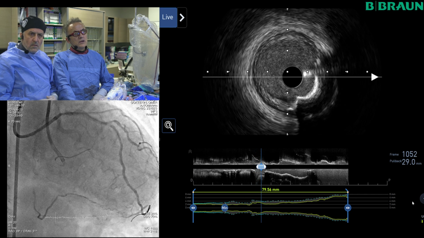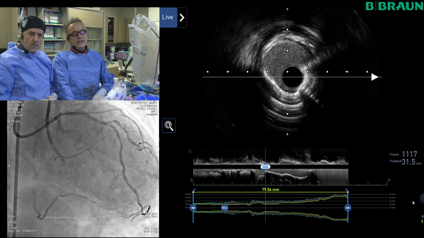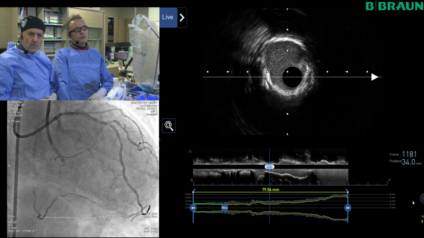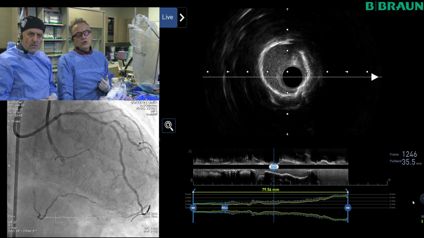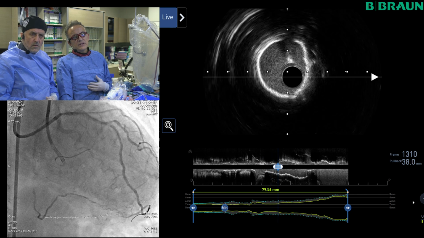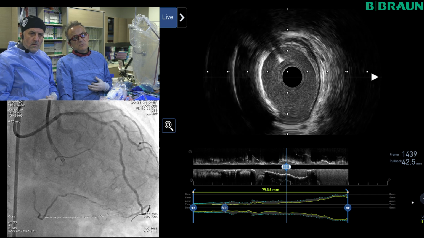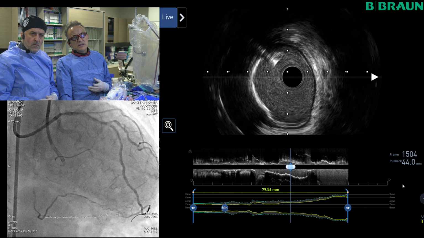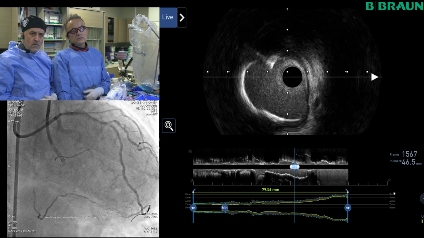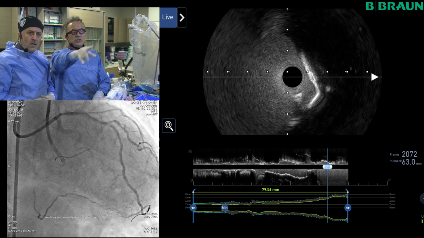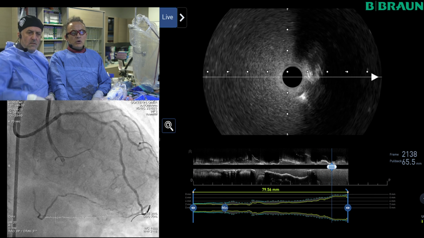Now, okay, the diagonal and proximal LAD, this part is also calcified, but the lumen looks okay. We have circular calcium, almost circular calcification all the way. Here is better, eccentric calcification, but not much superficial. Let me show you the distal part. Let me show you again.